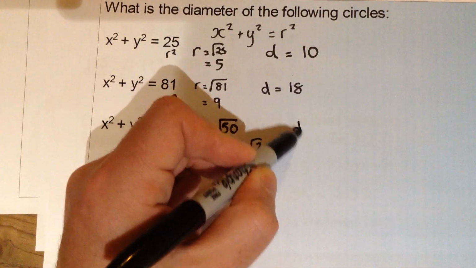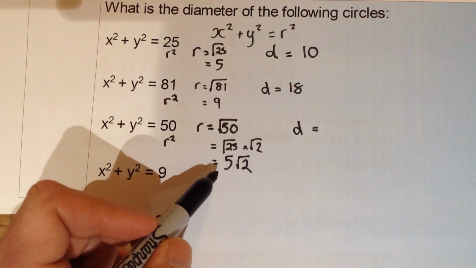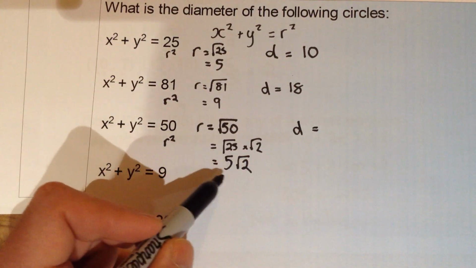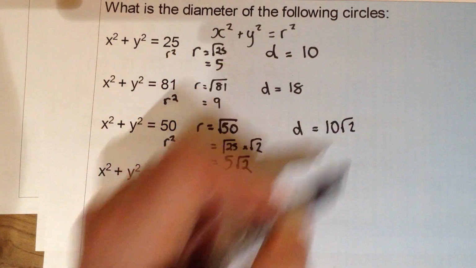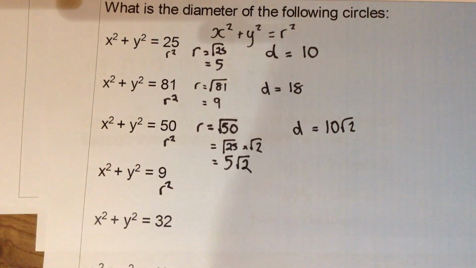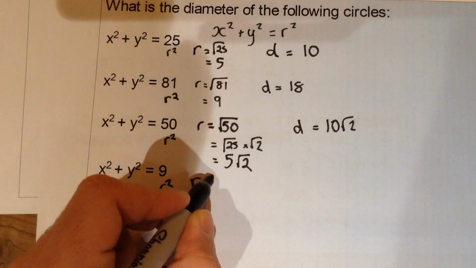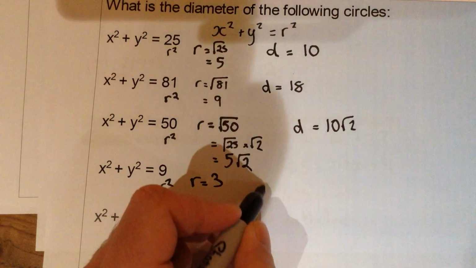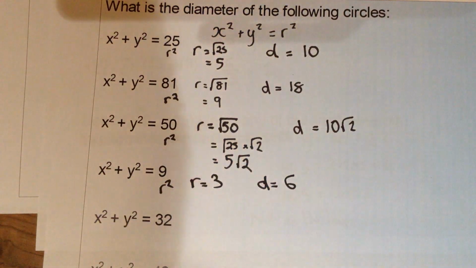So the diameter would have to be double that. Remember, when you're timesing a surd by a number, you can only times the number on the outside, the whole number. So this would give us 10 root 2. The radius here, well, the radius squared is 9. So the square root of 9 is 3. So the radius is 3. Double it for the diameter, gives us 6.